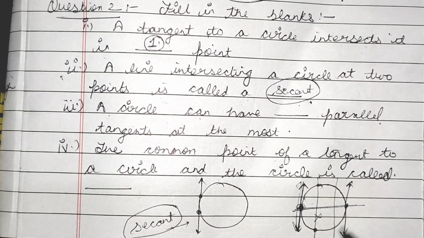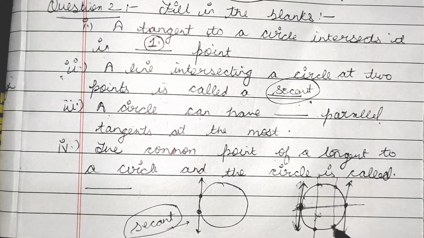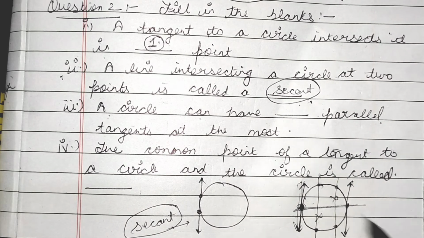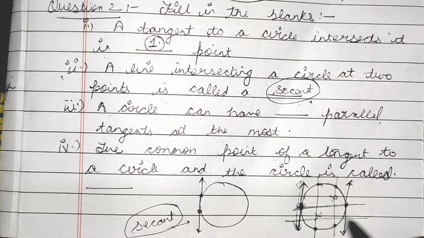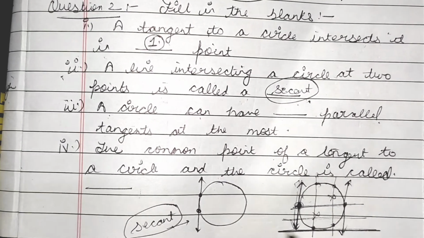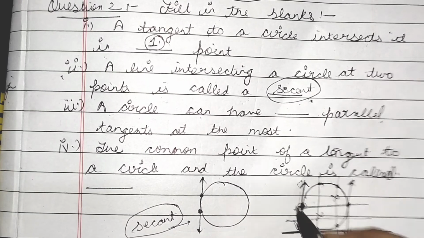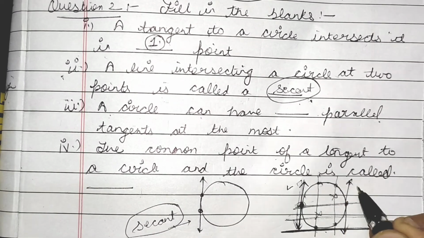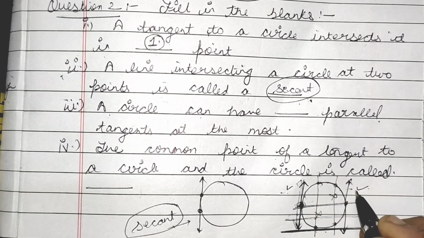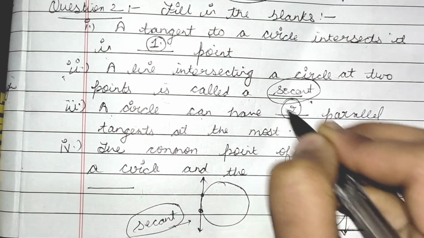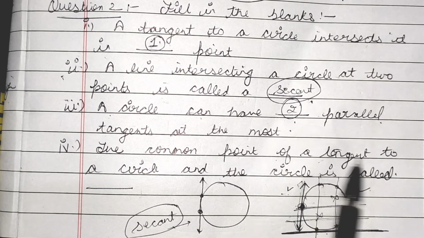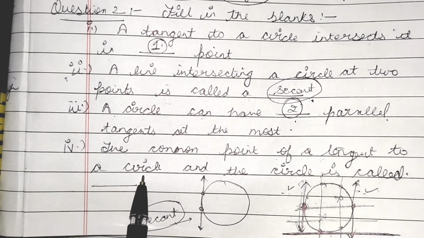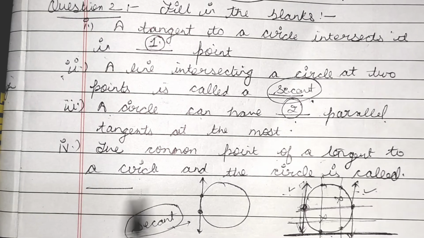If I draw this line, then also it will touch the circle at 2 points, so this will also not be my tangent. If I draw a line like this or like this, these are not parallel to each other. So how many maximum tangents are possible which are parallel to each other? Only 2.